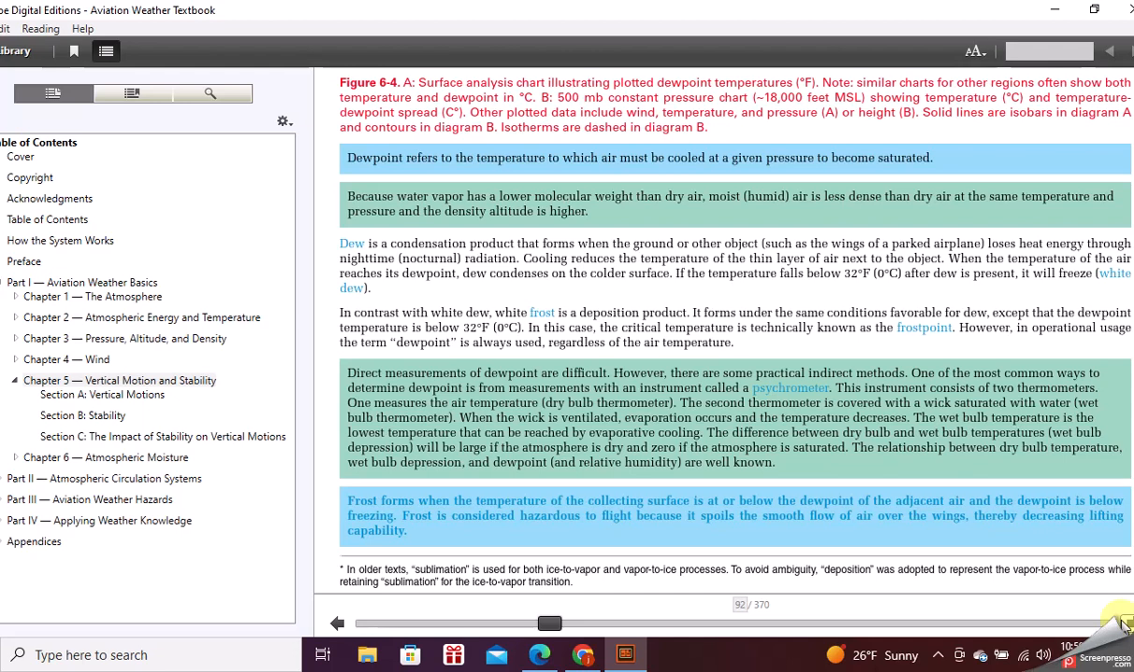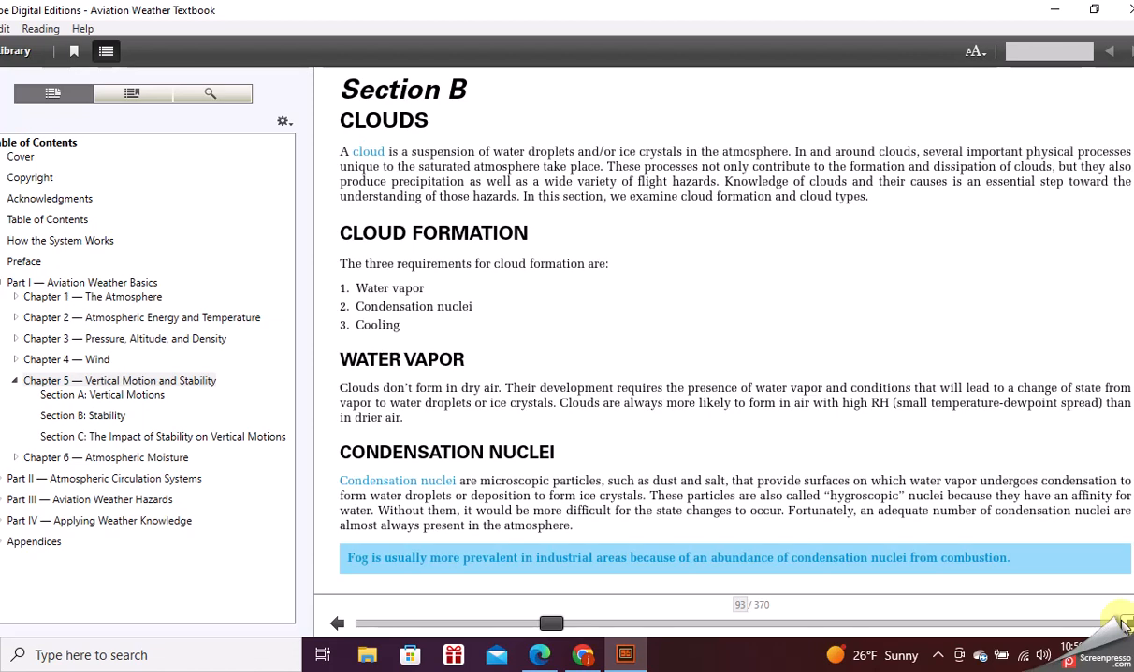Same thing with frost. If it's below freezing, it would be a frost temperature. The reason we put dew points on a weather map is it gives an indication of how much moisture is there, how close. You look at the dew point and you look at the temperature and you can see approximate relative humidity. If they're the same, you're at 100%.